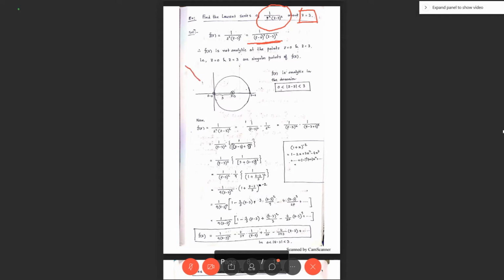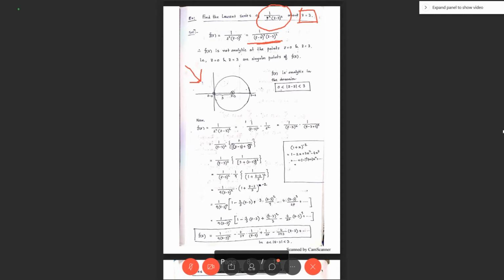Now see this picture, this diagram. Here I have plotted z equal to 0 and z equal to 3 on the complex plane. Then I have drawn a circle whose center is at the point z equal to 3 and the circle is passing through the origin, that is z equal to 0. So the radius of the circle will be 3. It is very clear, the radius of the circle will be 3 units.